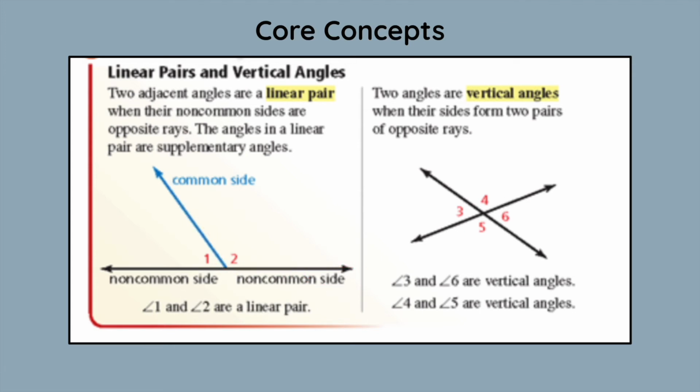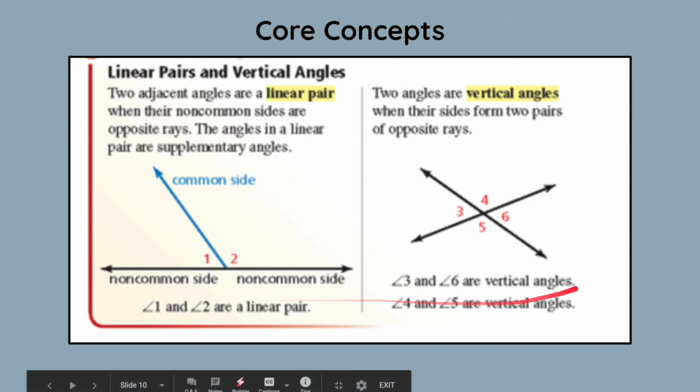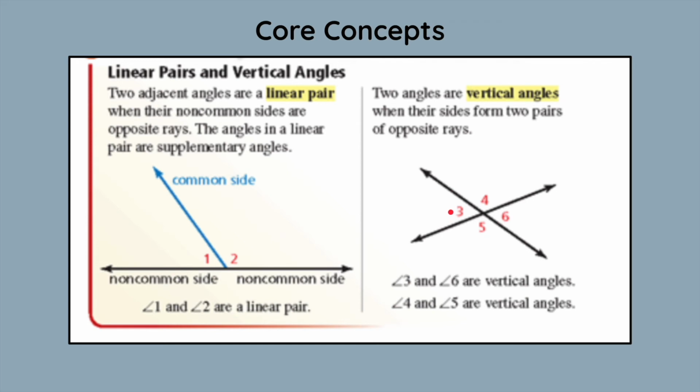So for vertical angles, we basically just have two lines that are crossing over each other. Usually it looks like an X. So we can see that by using this shape, angle 3 and angle 6 would be vertical angles, and angle 4 and angle 5 would be vertical angles.